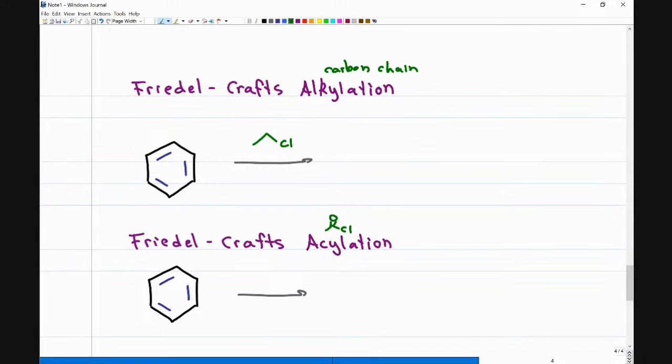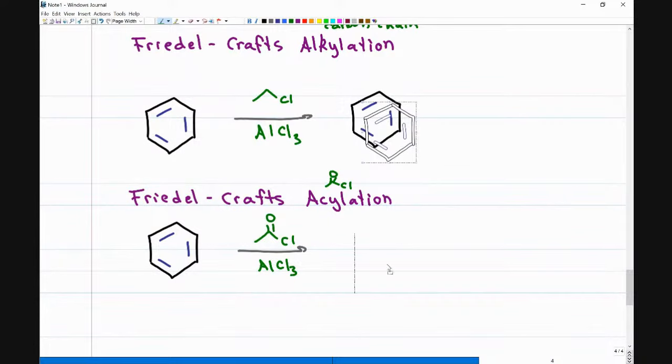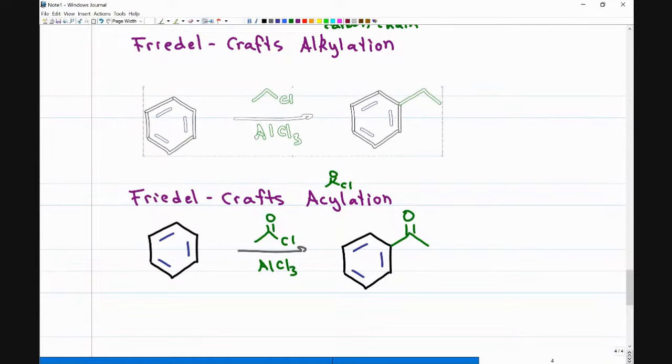In alkylation, I have my 2-carbon chain with a chlorine on it. In acylation, 2-carbon chain with a chlorine, but it also has a carbonyl. The catalyst can be exactly the same for both of them, AlCl3, same catalyst that we've seen for the aromatic halogenation. And the product is going to look something like this. So we have our benzene ring. We have our 2-carbon chain. Chlorine came off. Except in acylation, we have a carbonyl. In alkylation, we don't.